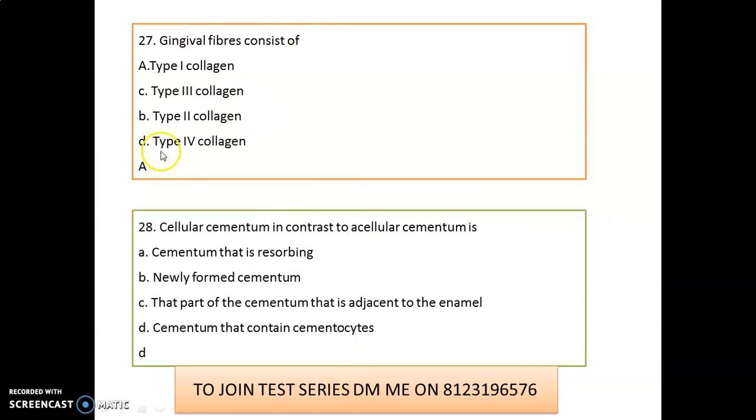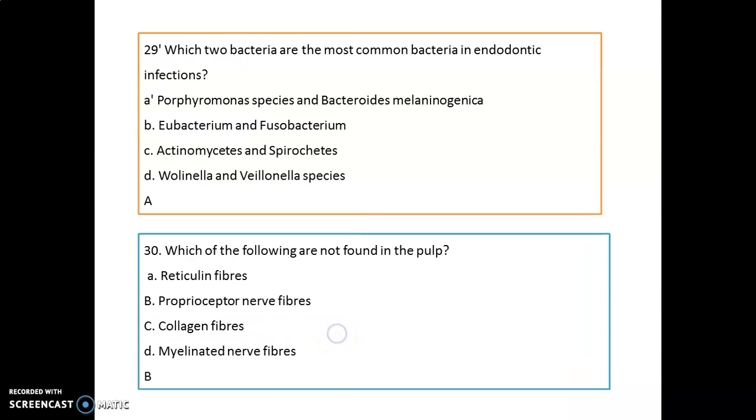Then gingival fiber consists of type 1 collagen. What is the difference between cellular and acellular cementum? Remember, cellular cementum contains cementocytes. Then which two bacteria are the most common in endodontic infection? That's Porphyromonas species, P. gingivalis, and Bacteroides melaninogenicus.